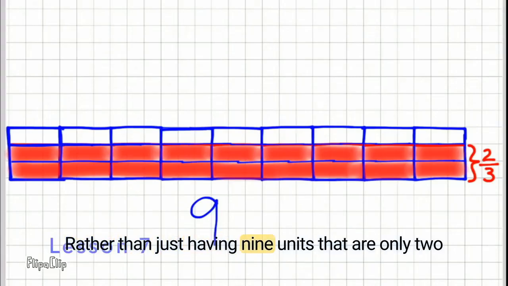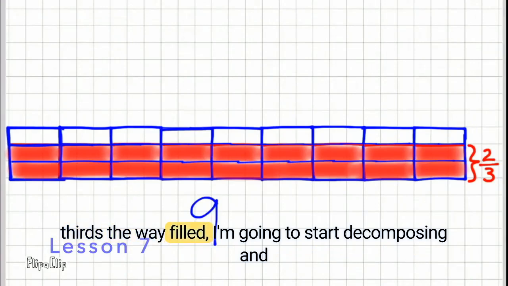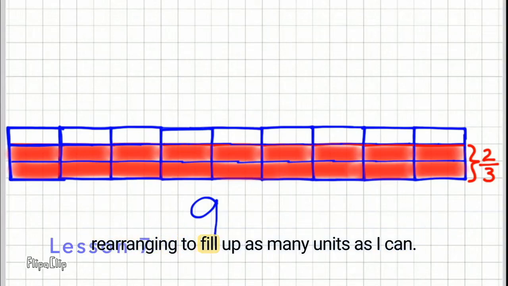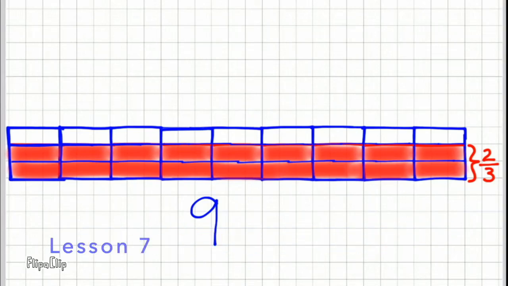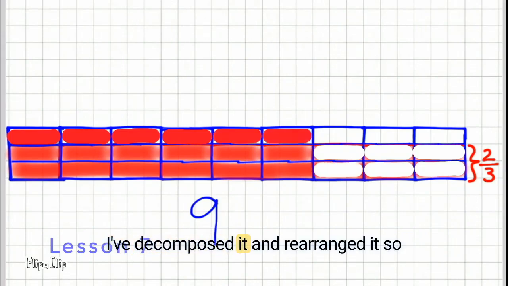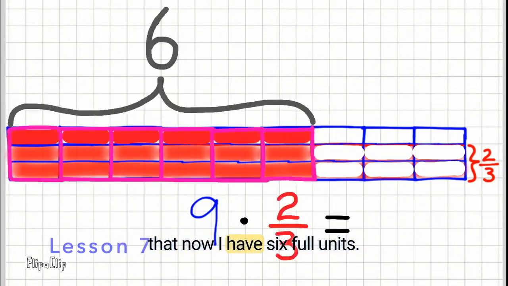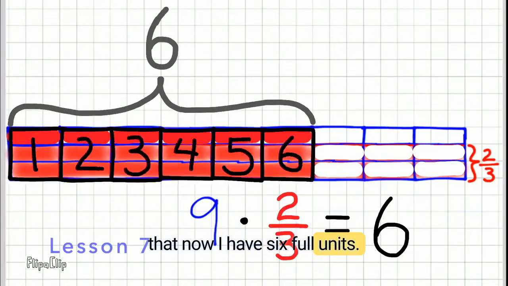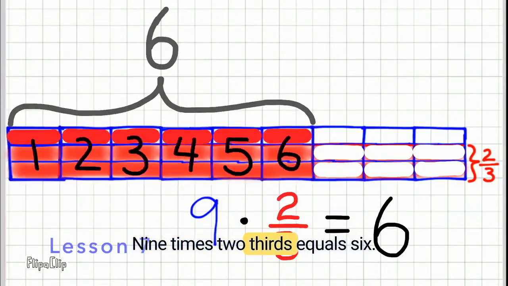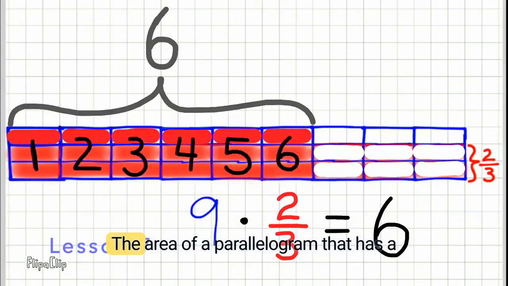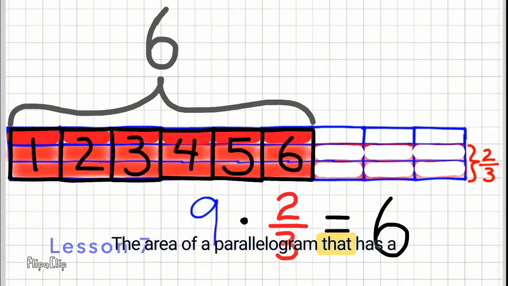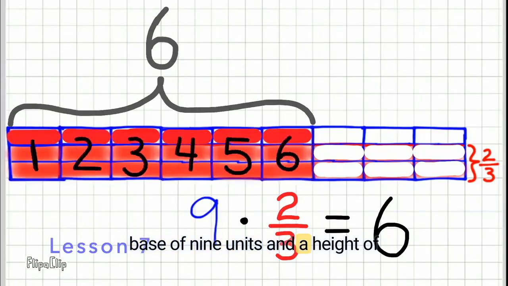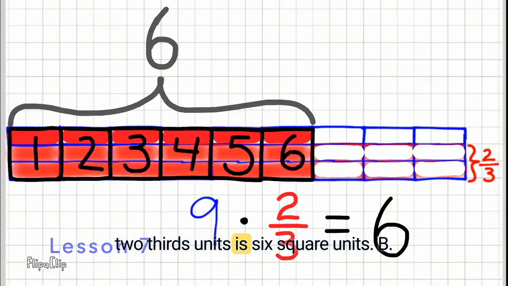Rather than just having 9 units that are only 2/3 the way filled, I'm going to start decomposing and rearranging to fill up as many units as I can. I've decomposed it and rearranged it so that now I have 6 full units. 9 times 2/3 equals 6. The area of a parallelogram that has a base of 9 units and a height of 2/3 units is 6 square units.